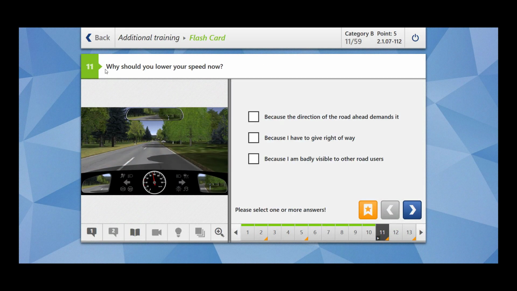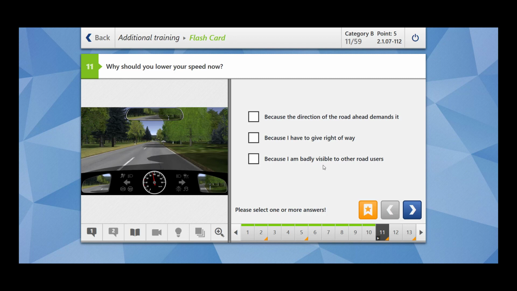Two problems. Why should you lower your speed now? Because of this vehicle, if you say this vehicle is about to join the main road. Because the direction of the road ahead demands it? No. The direction of the road is straight, so it doesn't demand it. Because I have to give right of way? No. Because you are on the priority road. You can see from this sign.